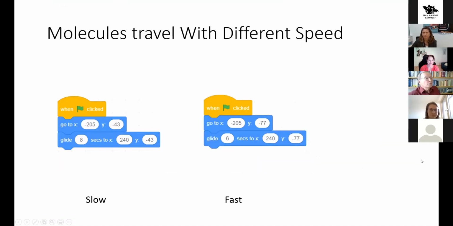The molecules travel with different speeds. One is slow, one is fast. The effect is illustrated, but it's not actually explained. You still don't know why one molecule is slower than the other. So I will come back to that later.